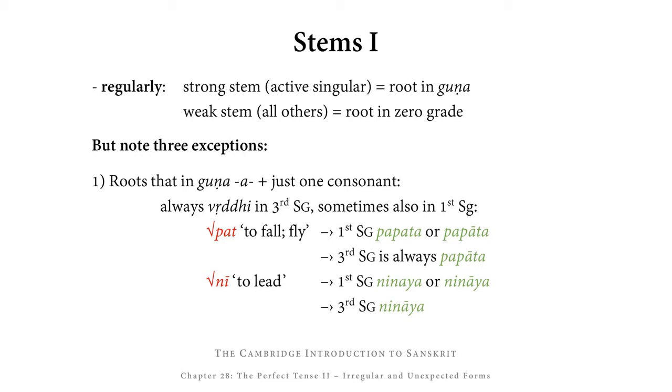Similarly, with ni, to lead, we get the first singular either as ninaya or as ninaya. So nay would be the guna of ni as it appears in front of a vowel, and here it appears in front of the ending a, so it has the form nay. And as an alternative to this guna nay, we then have the form with vrddhi, nayaya. In the third singular, we only ever get the form with the vrddhi of the root.